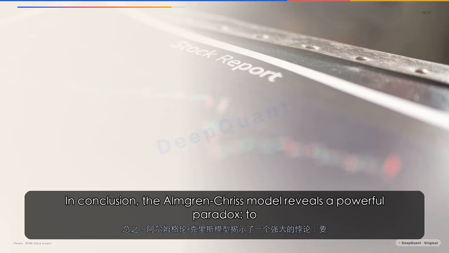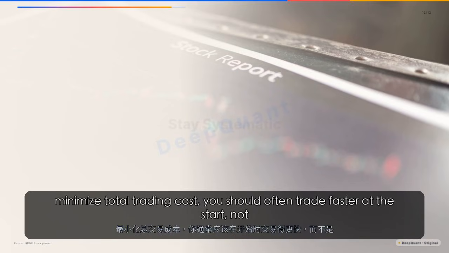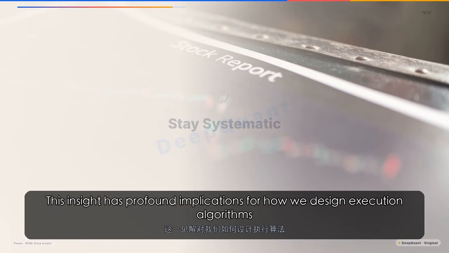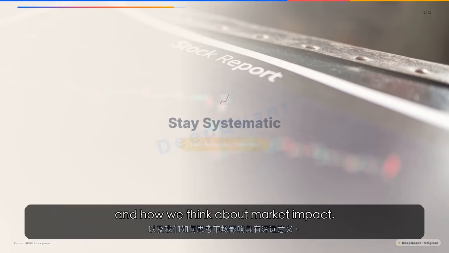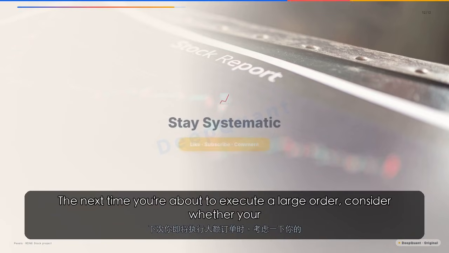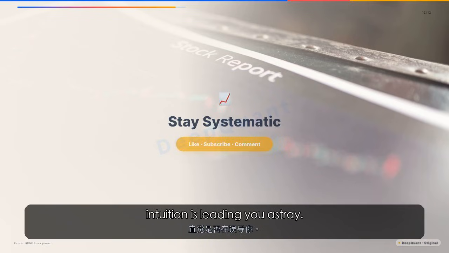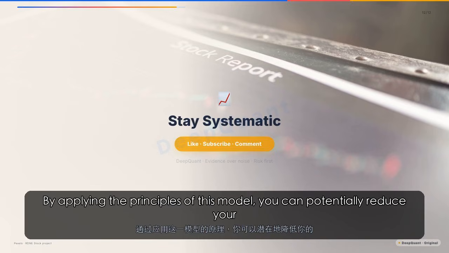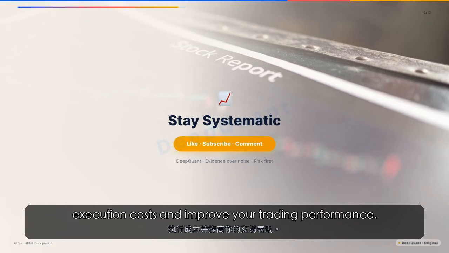In conclusion, the Almgren-Chriss model reveals a powerful paradox. To minimize total trading cost, you should often trade faster at the start, not slower. This insight has profound implications for how we design execution algorithms and how we think about market impact. The next time you're about to execute a large order, consider whether your intuition is leading you astray. By applying the principles of this model, you can potentially reduce your execution costs and improve your trading performance.